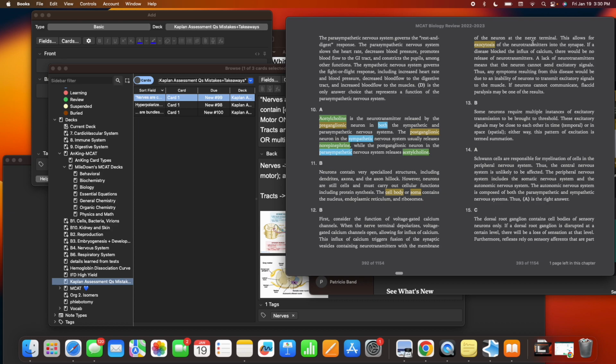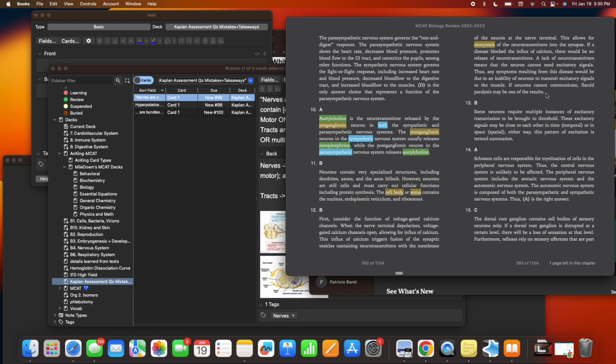If a disease blocked the influx of calcium, there would be no release of neurotransmitters. A lack of neurotransmitters means that the neuron cannot send excitatory signals. Thus, any symptoms resulting from the disease would be due to the inability of neurons to transmit excitatory signals to the muscles. If neurons cannot communicate, flaccid paralysis may be one of the results.